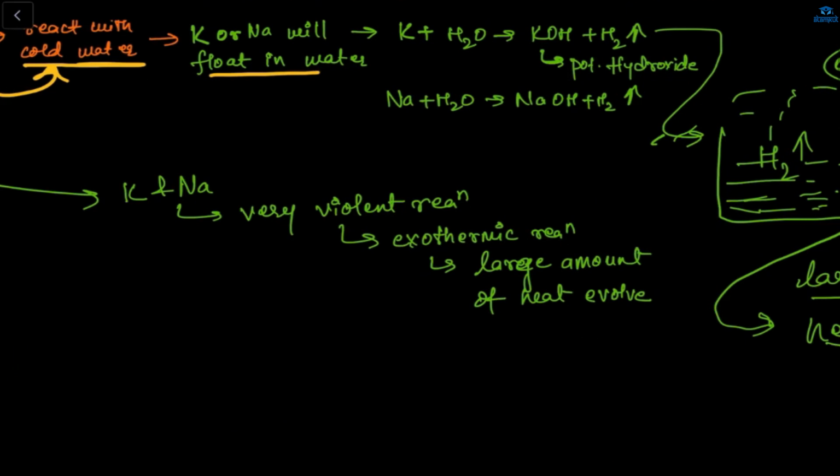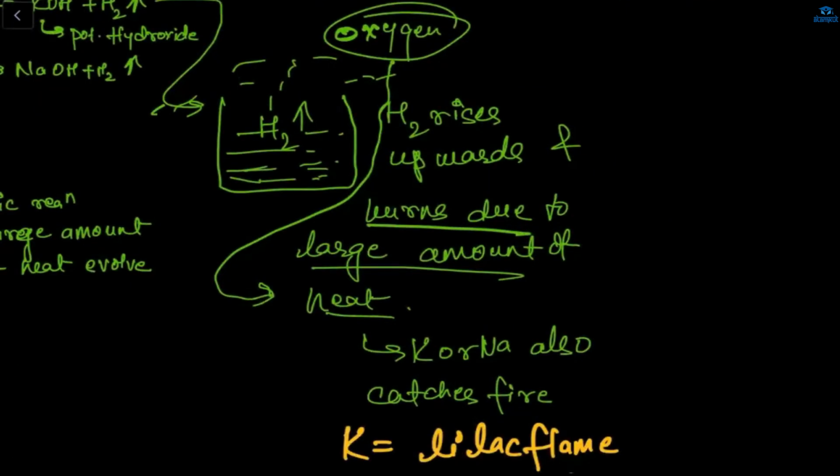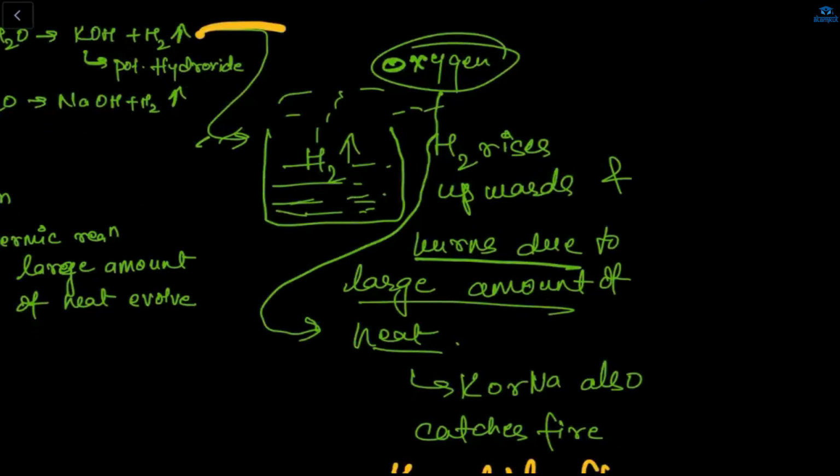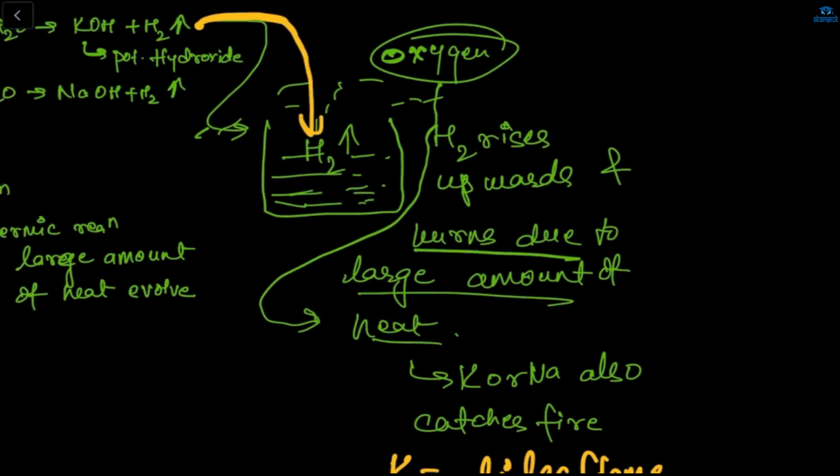Now, if they float in water, we write the chemical equation. For potassium it will be KOH and H2, which is a gas. And for sodium it will be the same, sodium hydroxide, and H2 gas will evolve. If I take one beaker with this K plus water reaction, your H2 gas will move upward, because it is a gas. When it moves upward in your environment, there is oxygen, and oxygen is best for burning something. So hydrogen and oxygen will collide and give a large amount of heat. It burns due to a large amount of heat.